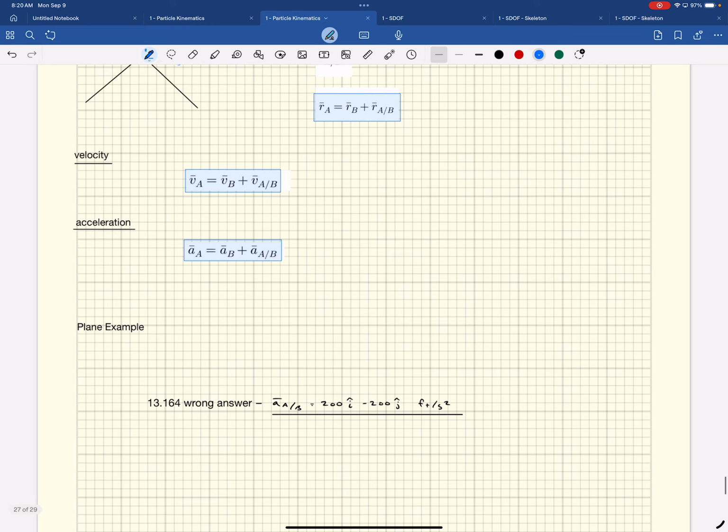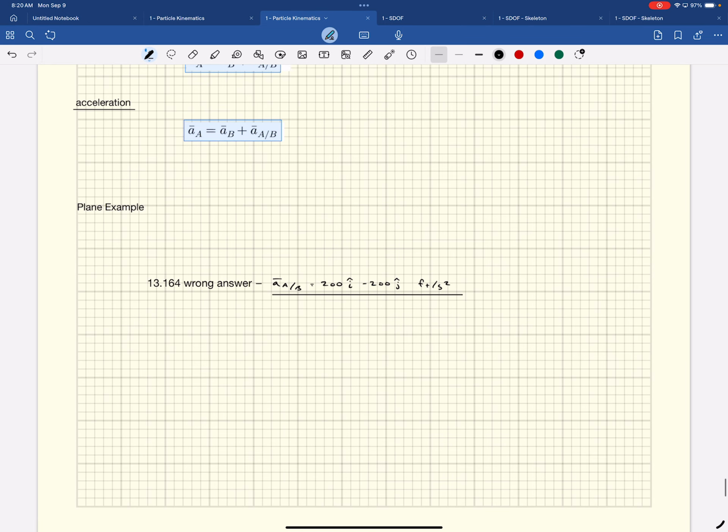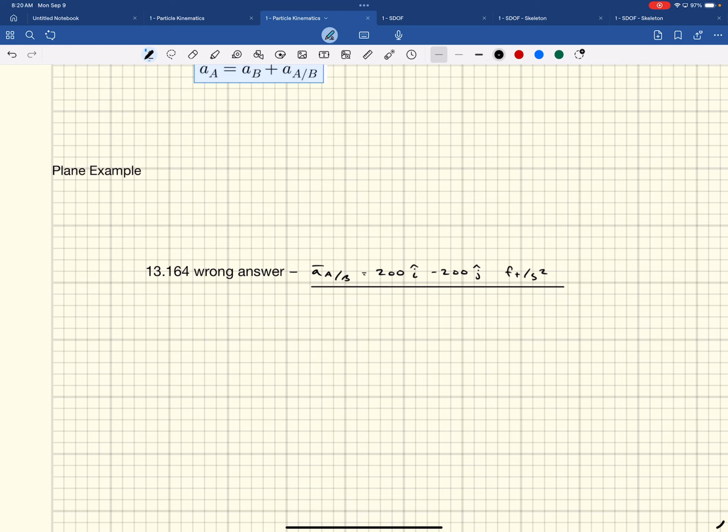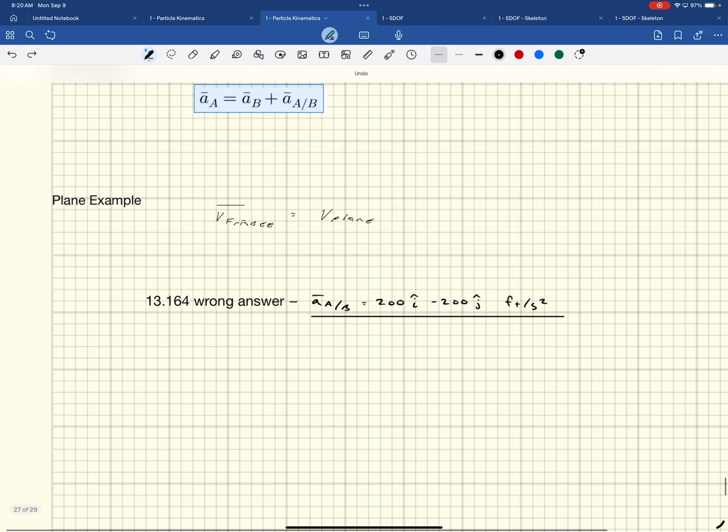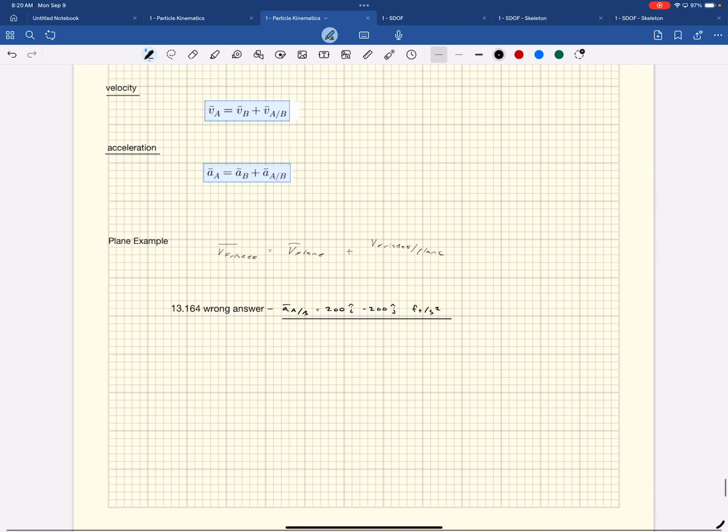Okay, so back up to that plane example. If I wanted that frisbee, according to this, I could say that the velocity of the frisbee is equal to the velocity of the plane, plus the velocity of the frisbee that's seen from the plane.